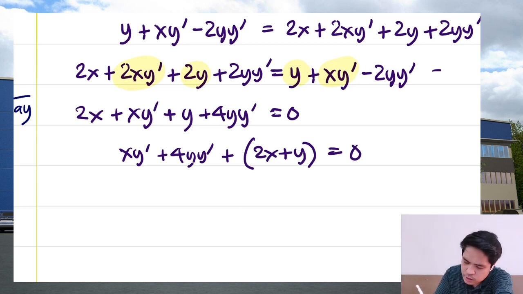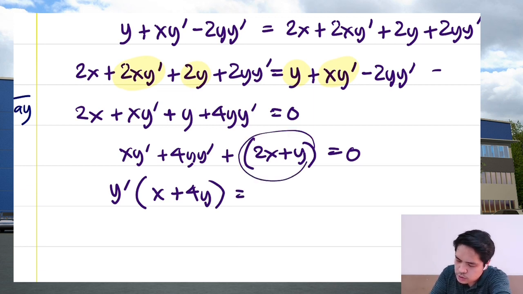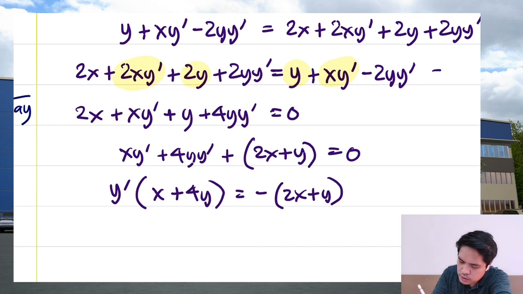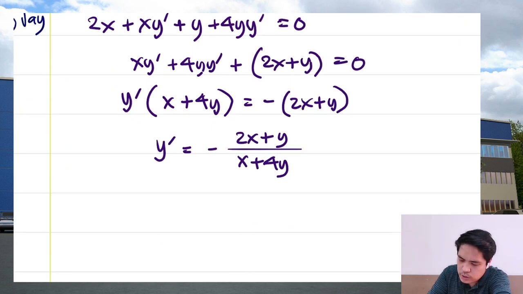Pwedeng ibalik din natin sa other side, no? And we could factor out y prime here. So if we factor out y prime here, so we'll have x plus 4y. And that is equal to, let me transpose this all, itong group na to. Let me transpose that to the other side again. So that's negative 2x plus y. So therefore, y prime is equal to negative 2x plus y over x plus 4y. So that would be our answer.